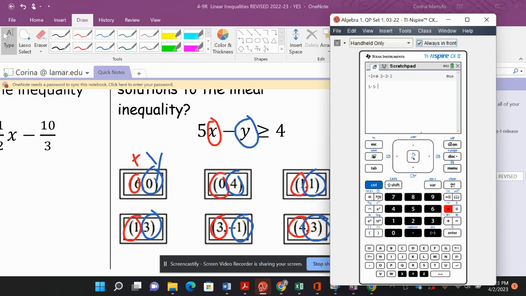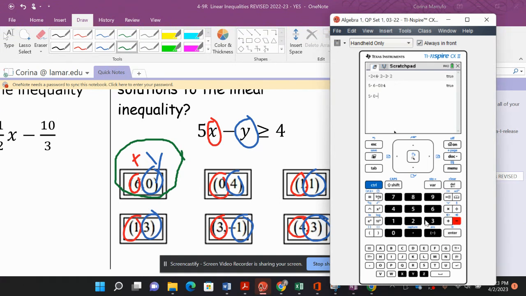So I'm going to do 5 times 6 minus, oh, I had already put this 5. 5 times 6 minus 0. And we're going to check to see, is this greater than or equal to 4? I hit enter. That comes out true. So that means that this is one of my answers. This is a solution. So I'm just going to circle it. And I move on to the next one.